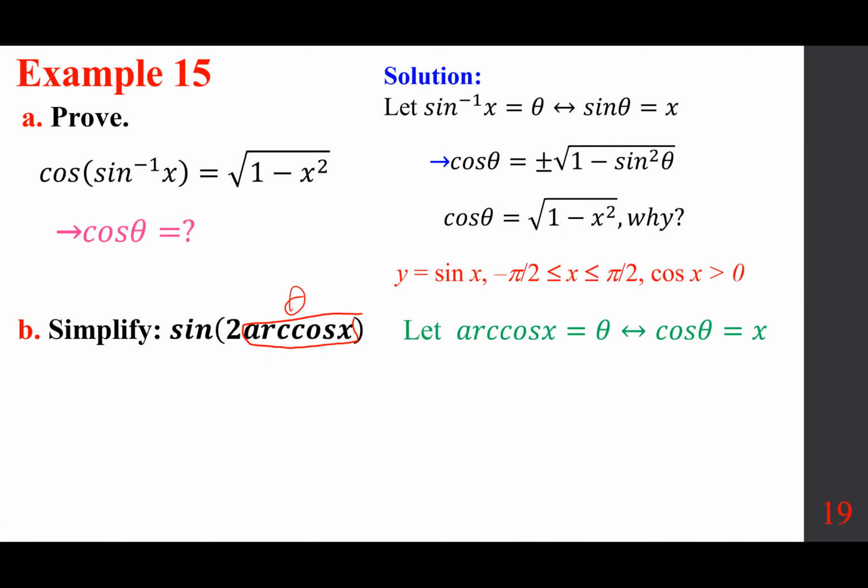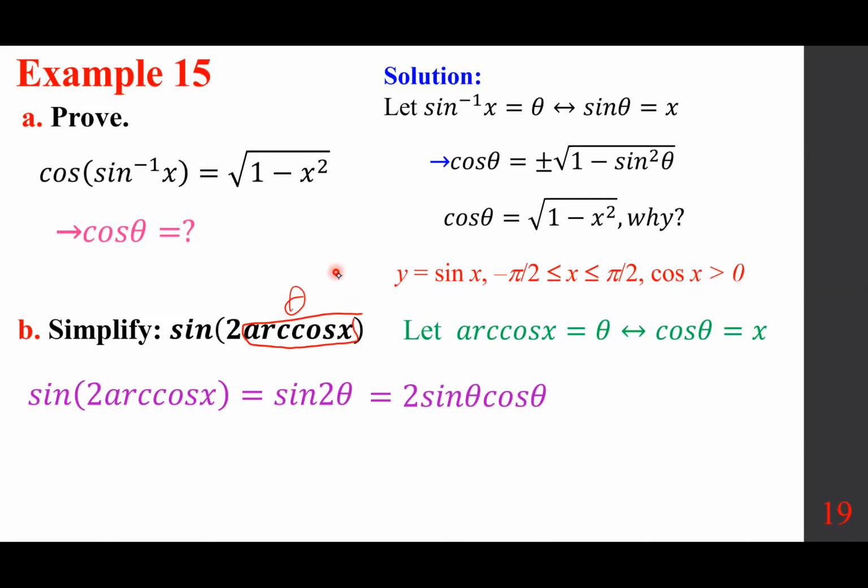So sine of 2 theta is equal to sine of 2 theta. And what is sine of 2 theta? 2 sine theta cosine theta. Sine of 2 theta is 2 sine theta cosine theta. I hope everybody remembers that.